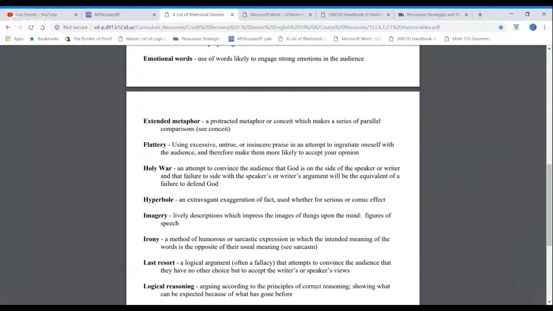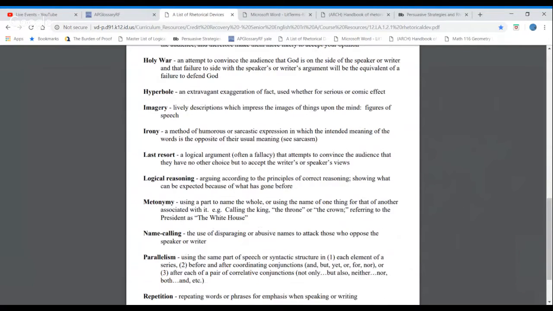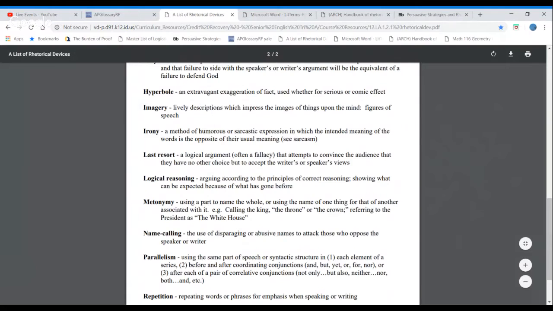Hyperbole, an extravagant exaggeration of fact, used whether for serious or comic effect. Imagery. There you go, we've got some imagery here. Lively descriptions which impress the images of things upon the mind. Figures of speech. You get this a lot, imagery where it impresses the image of things upon your mind. When you see a globe, it impresses the image onto your mind. Irony, a method of humorous or sarcastic expression in which the intended meaning of the words is the opposite of their usual meaning. See sarcasm.